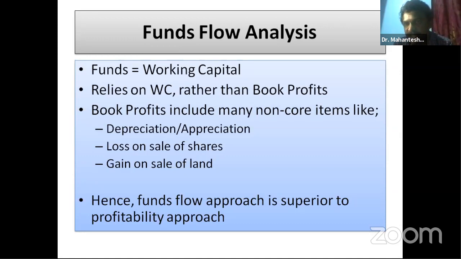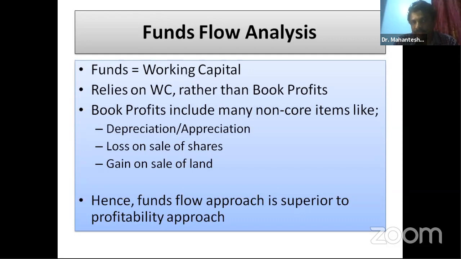That is how it is practiced to analyse the flow of funds between two financial years. So any item that we include in the funds flow analysis with the help of the funds flow statement, it is always between two financial years only.